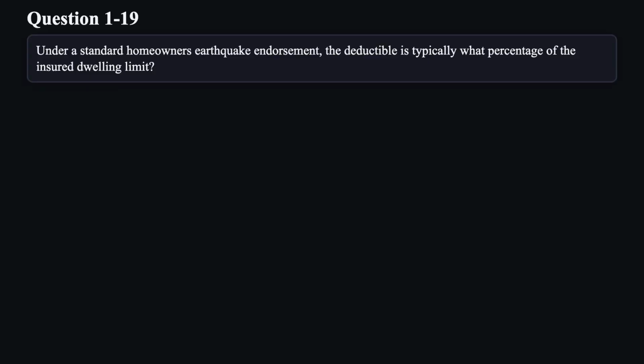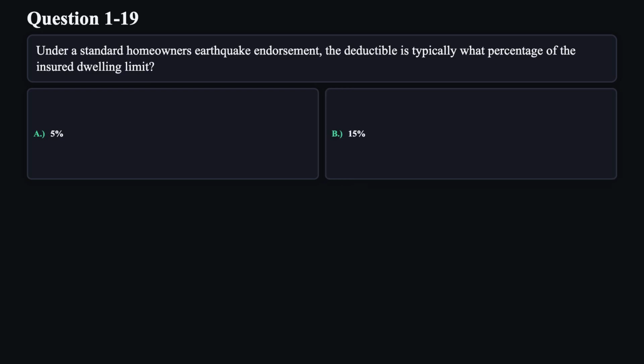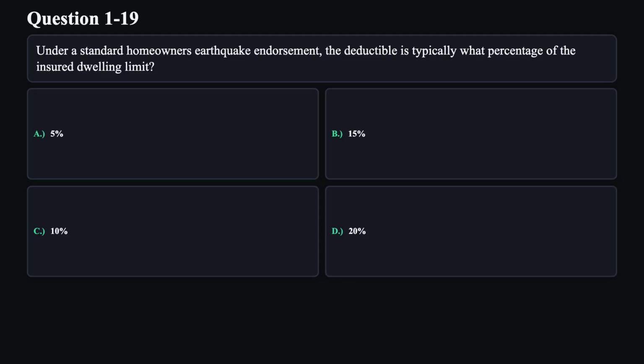Question 19. Under a standard homeowner's earthquake endorsement, the deductible is typically what percentage of the insured dwelling limit? A. 5%. B. 15%. C. 10%. D. 20%.